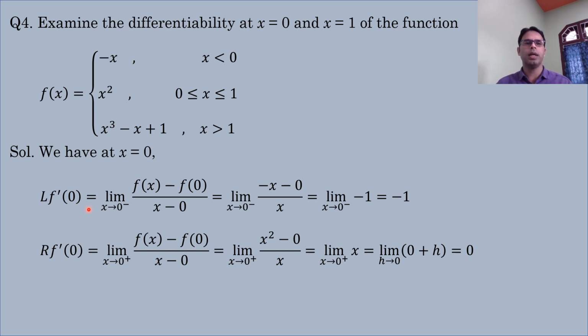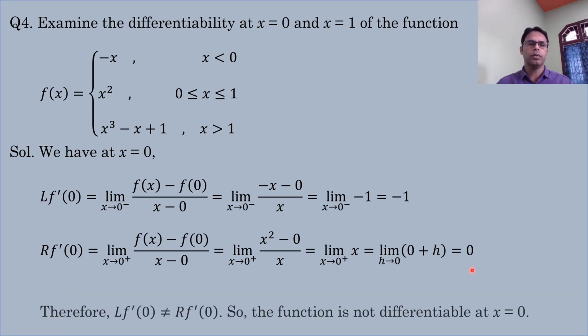So obviously you see the left hand derivative is equal to minus 1 and the right hand derivative is equal to 0, they are unequal. So Lf'(0) is not equal to Rf'(0). Since they are unequal, the function is not differentiable at x equal to 0. So this is the first part.